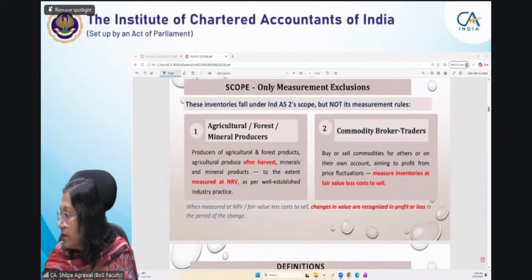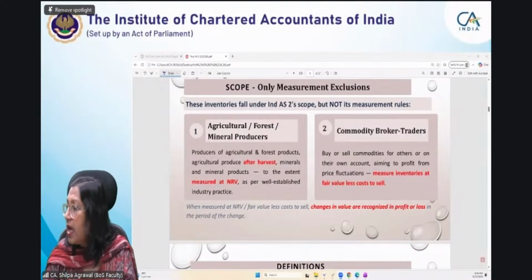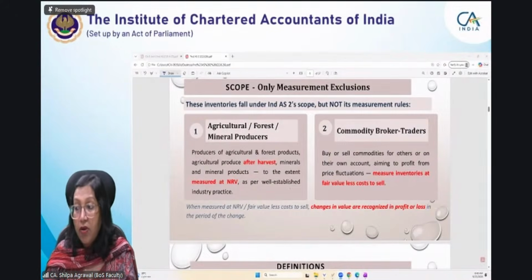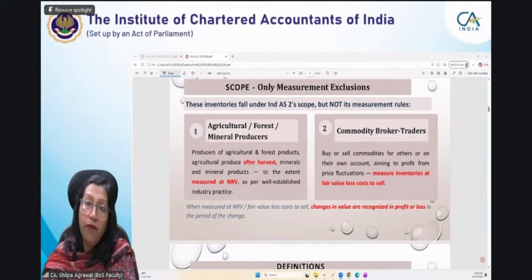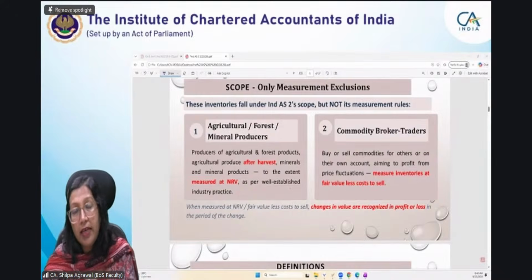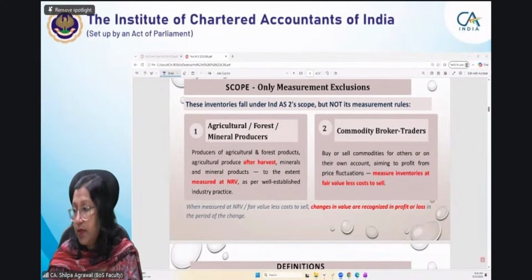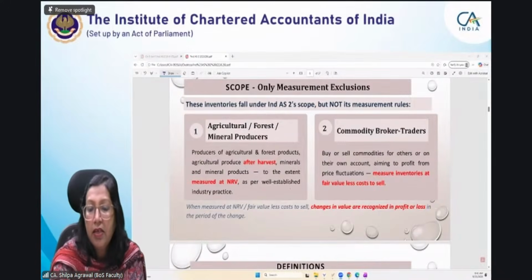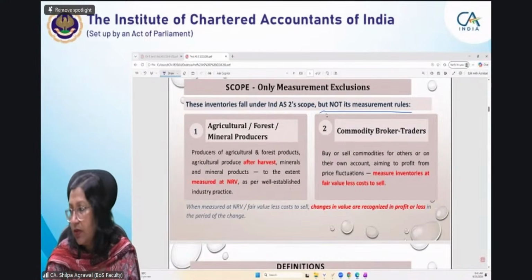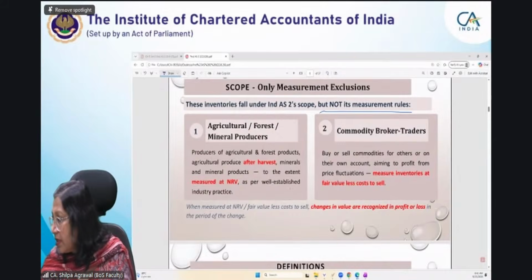Okay. Manish is asking, what is at the time of sale? At the time of sale of what? You are talking about agriculture produce? See, even for agriculture produce at the time of sale, Ind AS 41 prescribes the treatment. So Ind AS 41 will be dealing with that, not Ind AS 2. It will be considered as inventory for presentation purpose, but not for measurement purpose. Okay, as it is very clearly mentioned, but not these measurement rules. Okay, Manish, I have replied to you.